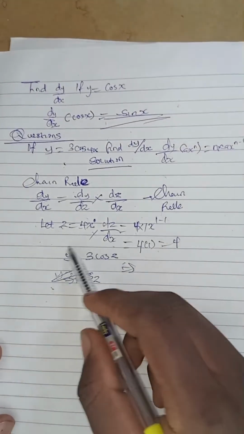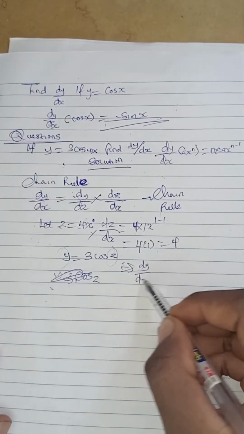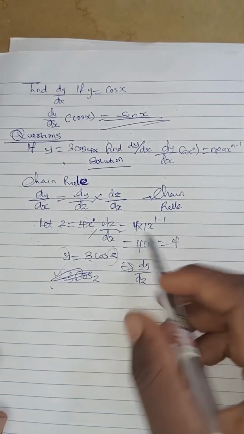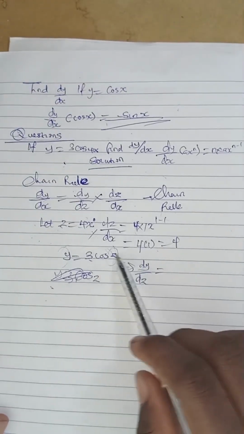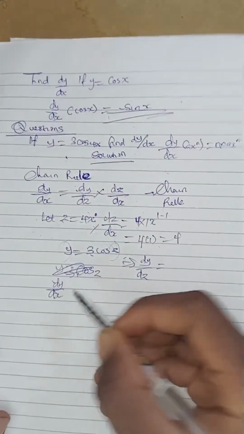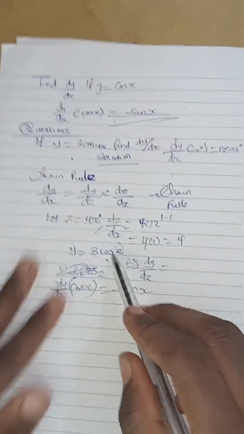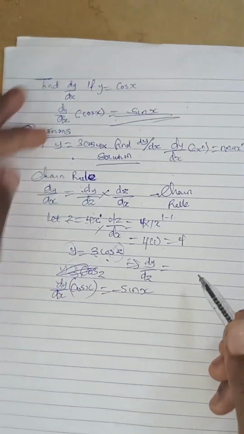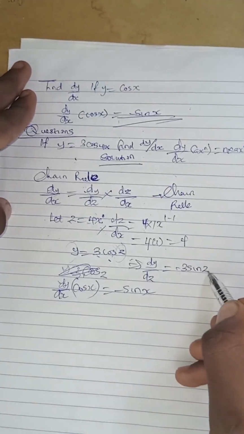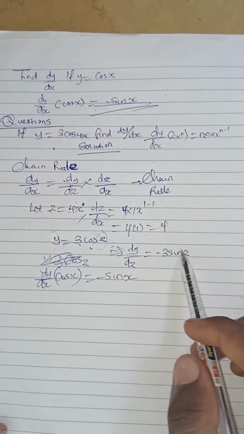dy over dz will now be equal to minus 3. Why? Because the derivative of cos x, like I said earlier, is equal to minus sin x. So now if we put it into this place, we are going to have minus 3 sin z. Yes, in this case, minus 3 sin z, because sin is negative when you are finding the derivative of cos.